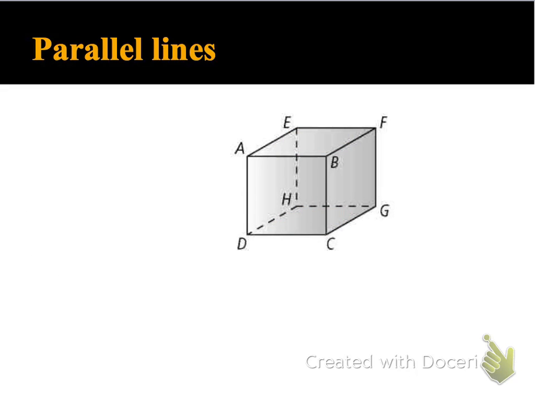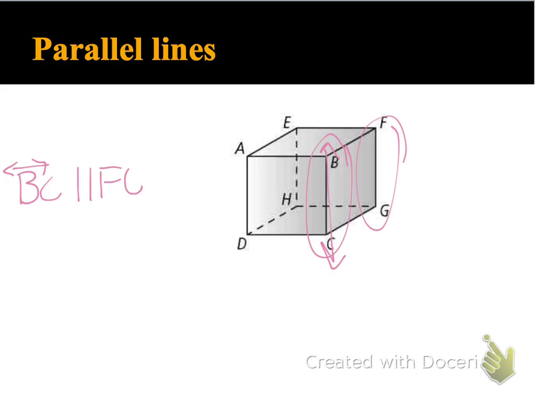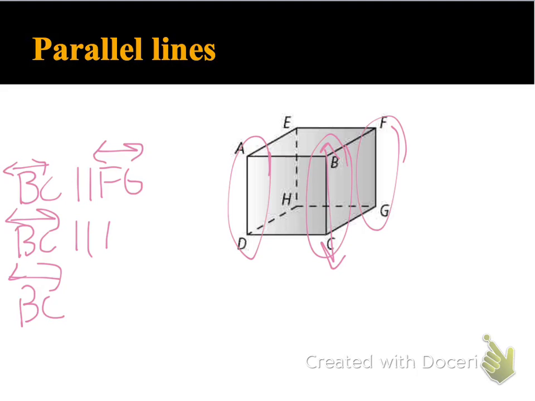Parallel lines, so again, they cannot intersect. So let's say we pick BC. If I pick line BC, it's also parallel to FG. It is also parallel to AD. It's also parallel to EH. They never intersect, but they ride on the same plane.